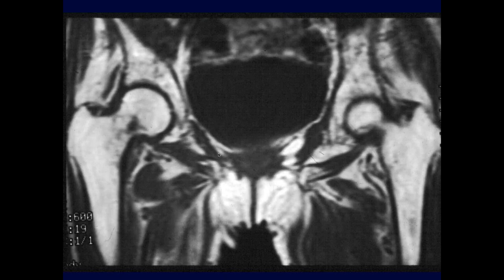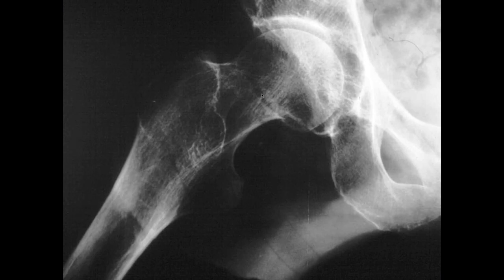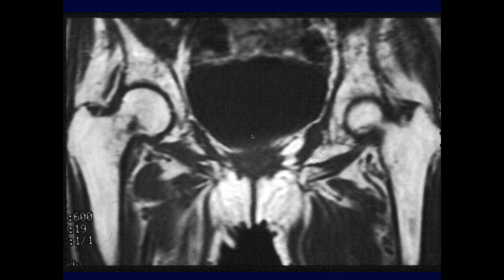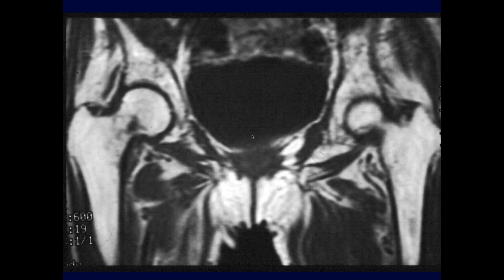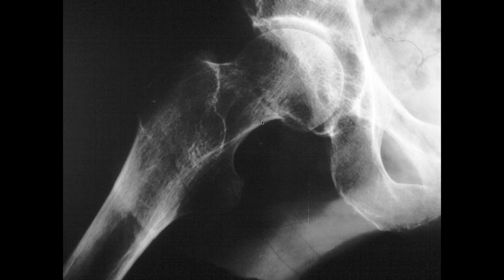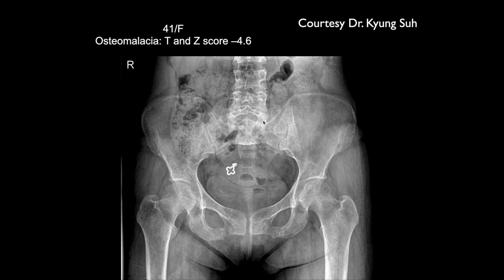Okay, so here's the MR. We can kind of see what we saw on the plain film. There's a somewhat linear hypointensity on the T1 at the subcapital region. On the plain film, it looks a little more serpiginous. I'm not sure if this one's complete, but it's involving the medial aspect. And now on the STIR image, we see a lot of edema along the medial aspect. You're thinking like an incomplete, high-grade stress fracture. So that's another incomplete fracture, primarily involving the trabecular bone, though there might be a little bit of extension to the cortex here.